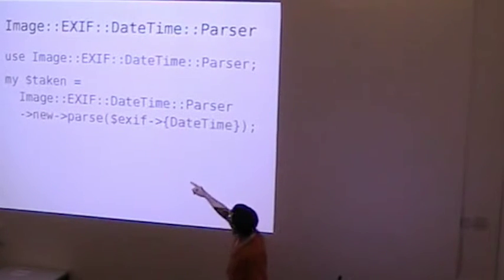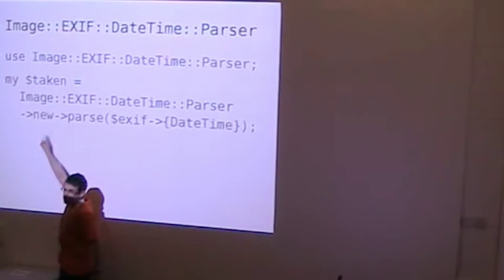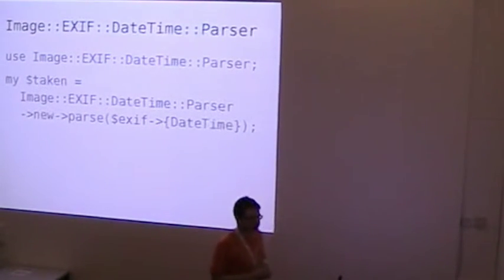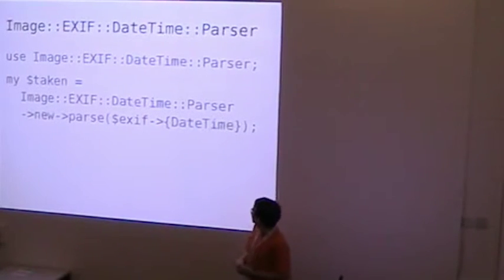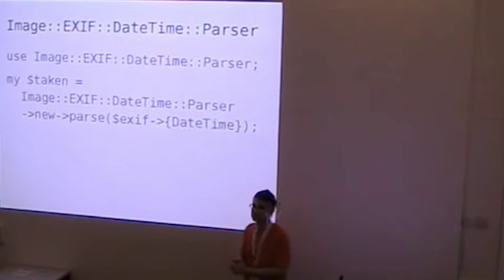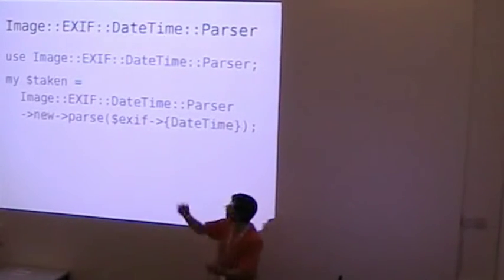So, we use the module, and we know we've got an object because we've invoked new on it. We've got an object at that point there. At which point, having got the new object, I'm going to call the parse method on it and pass it some EXIF data from a camera photograph, and that will convert it into a datetime object and return that.